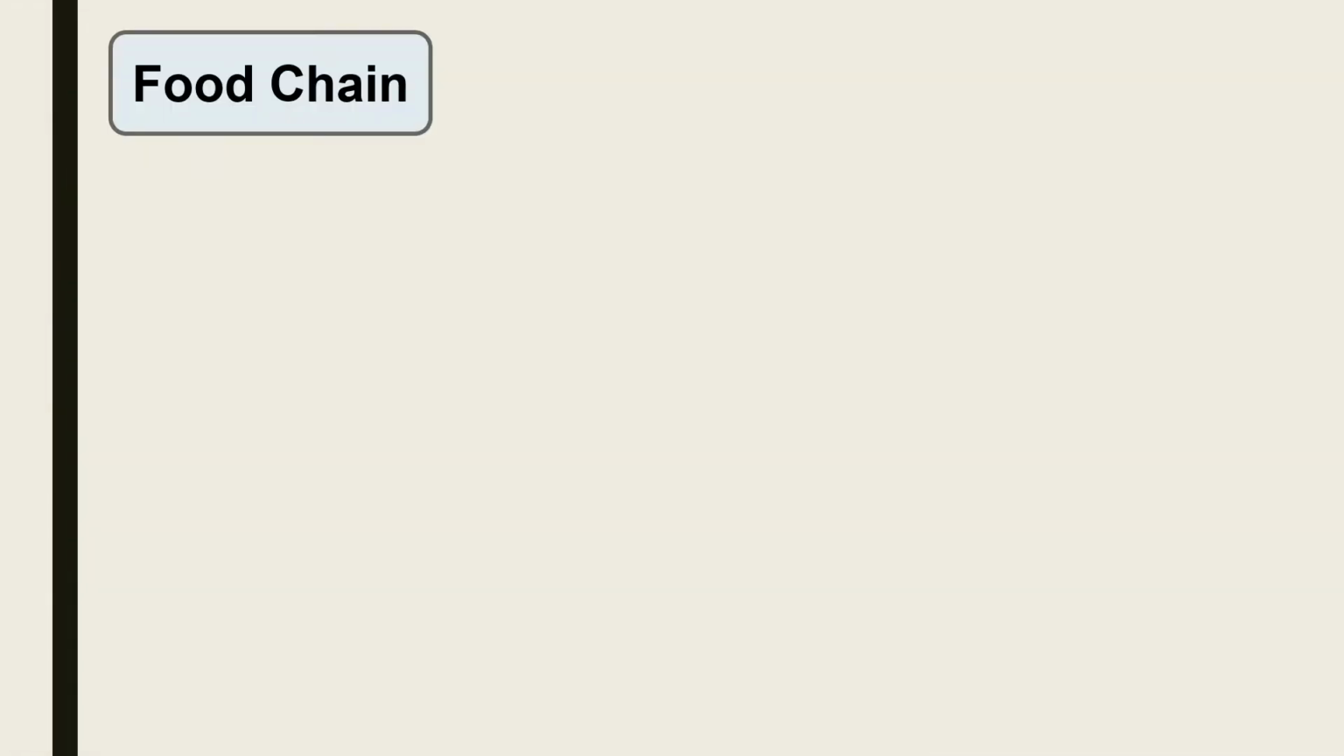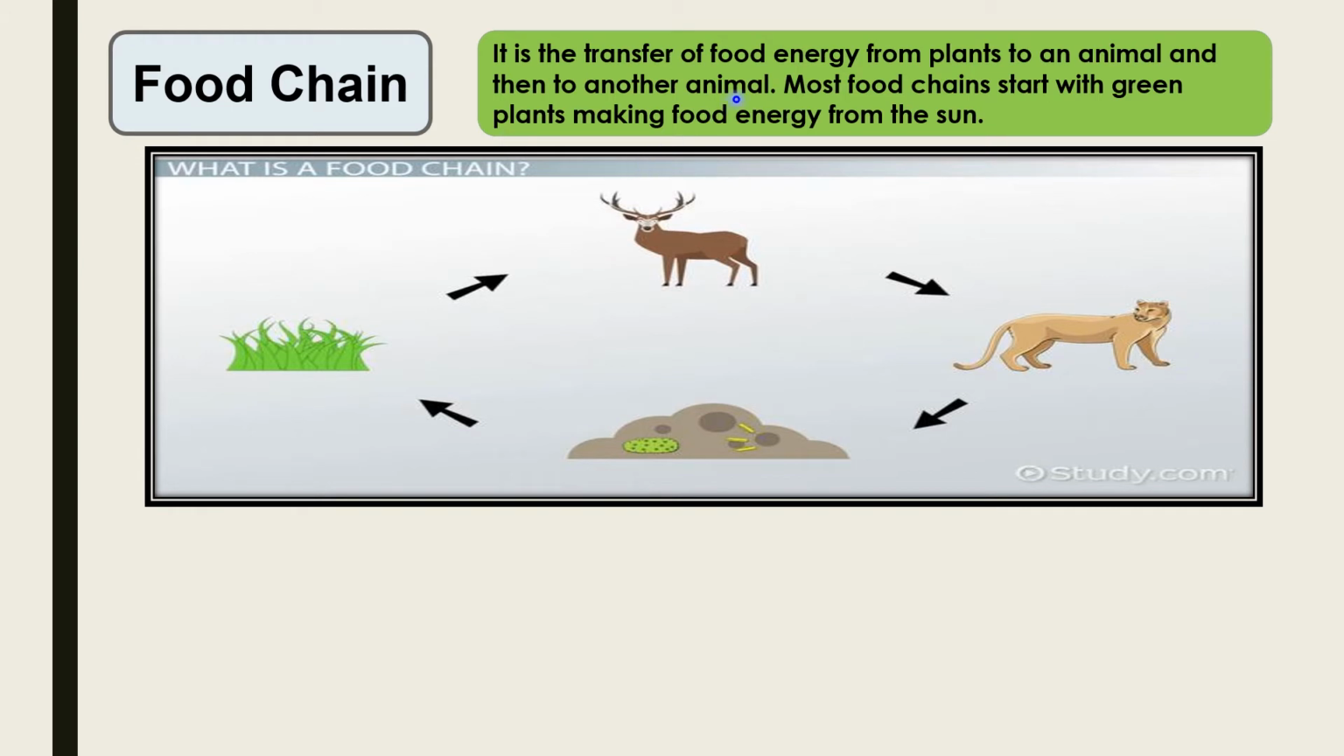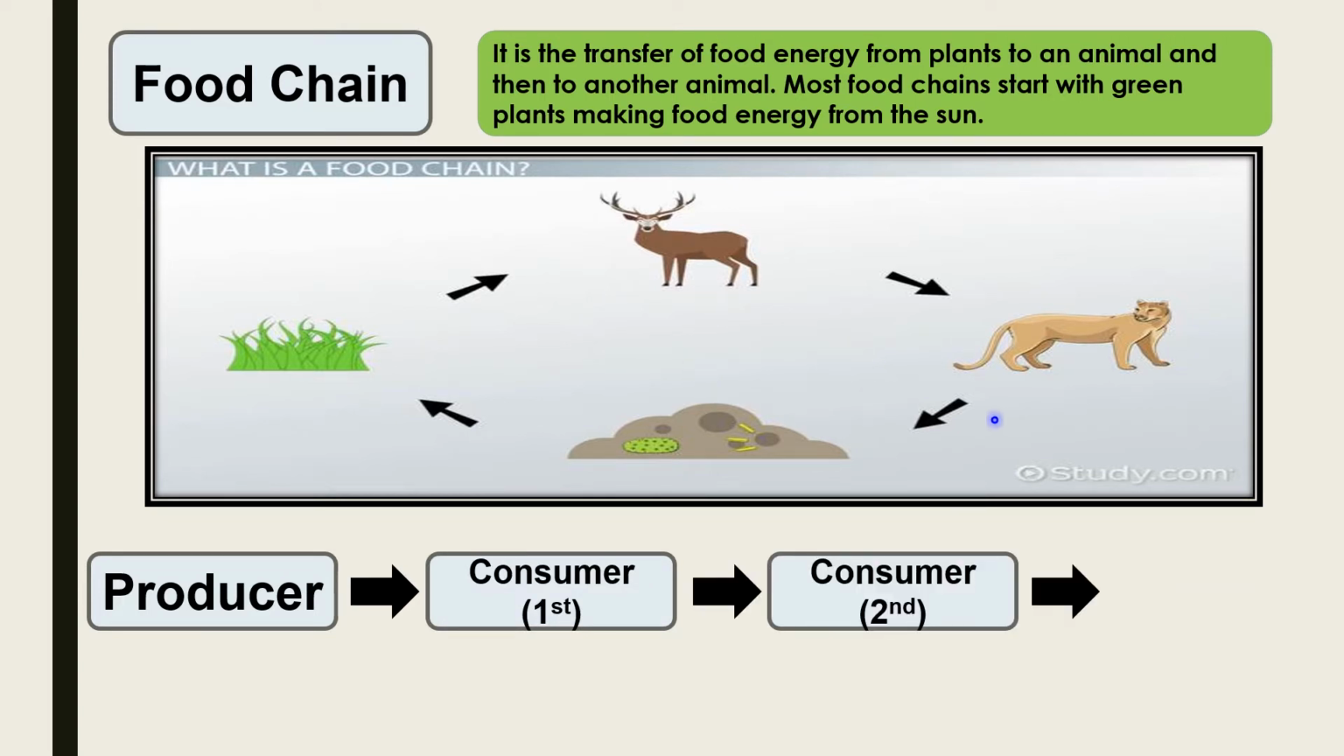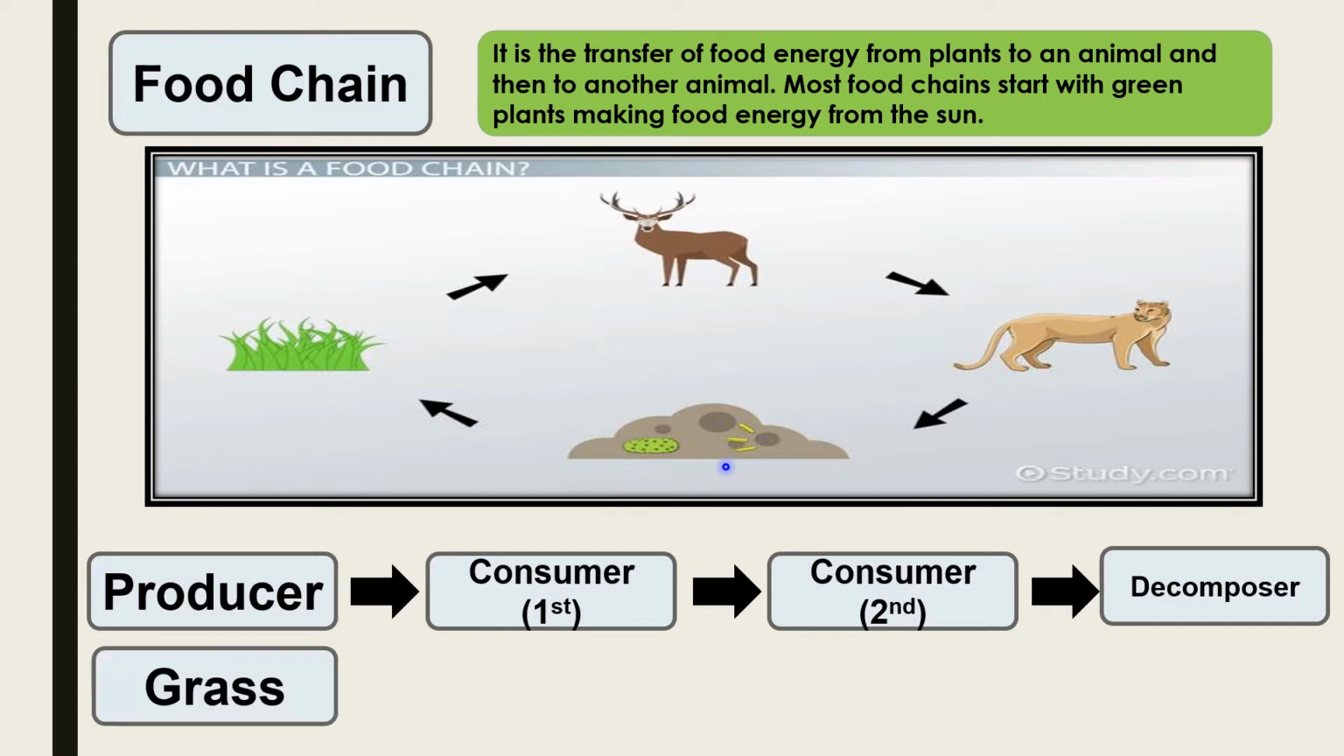So, food chain. It is the transfer of food energy from plants to animal and then to another animal. Most food chains start with the green plants making food energy from the sun. So this is an example of a food chain: grass, a deer, a tiger, and then the decomposer, the bacteria. So this is the producer, first consumer, the second consumer, and the decomposer.